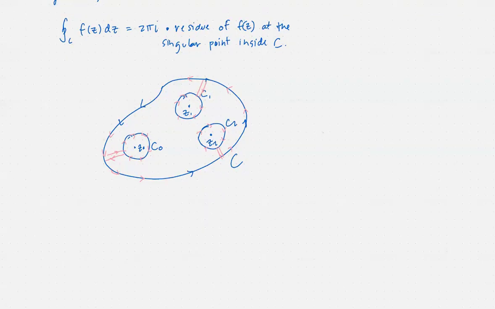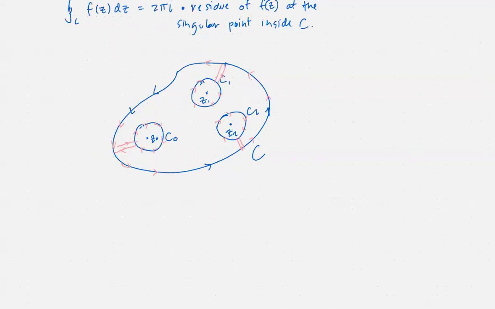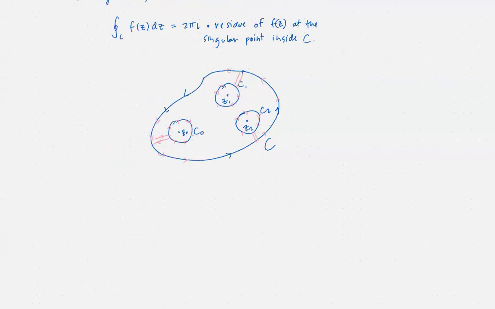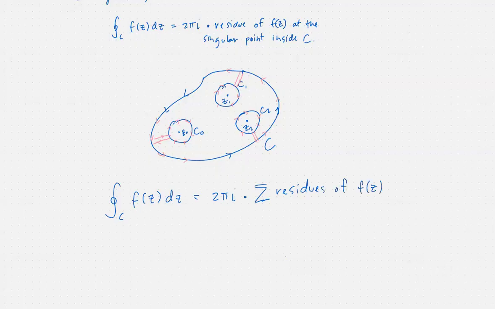our f of z. Okay. Now, since you have several singularities, we can generalize the integral of f of z with more than one singular point to be 2 pi I times the sum of all residues of f of z. So if you calculate all the residues, take the sum of those numbers and then multiply it by 2 pi I.